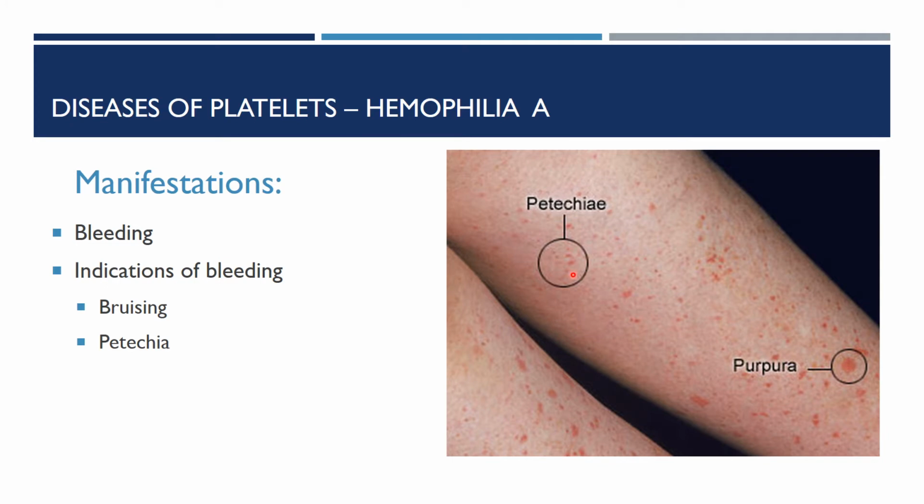And so petechial spots are just small little places where blood has broken through the capillary and is starting to leak into small little areas like that. And so it's not very broad, but you'll usually see a number of them clustered together.